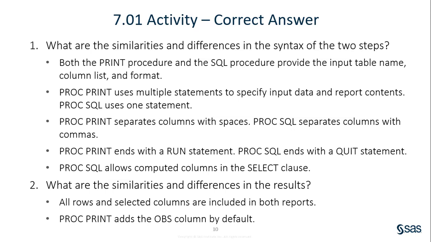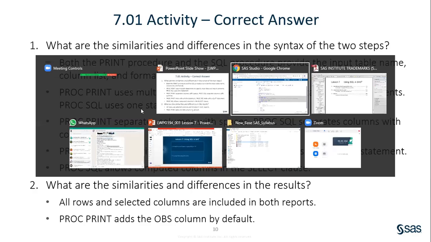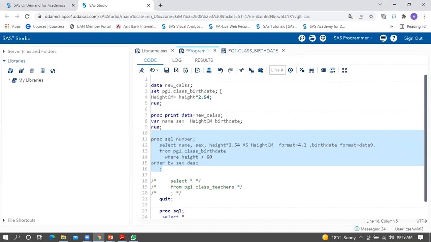So what are the similarities and differences in the result? Both reports allow rows and selected columns to be included, which we had seen. Whereas proc print adds the Obs column by default. With SQL, it does not come. So in case you want to see the row numbers, we can use the option of proc SQL, the option number. Then only you can see the number. By default, it never gives you the observation number.